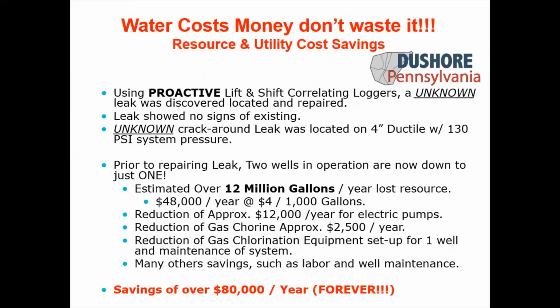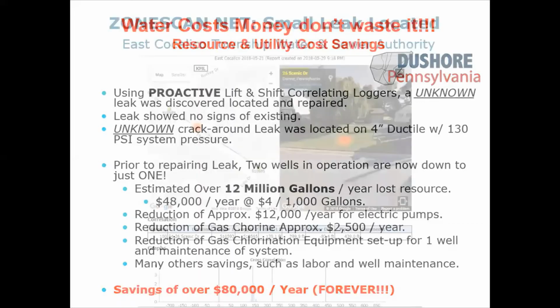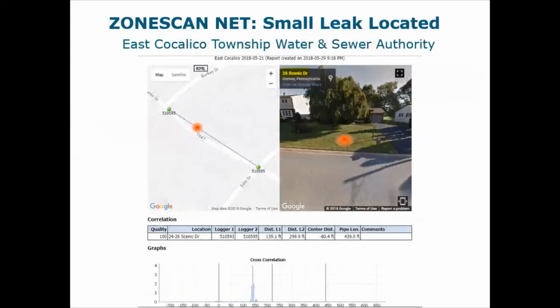And the key here is we found a leak proactively, and the savings that you see for that is a forever thing. So that $80,000 a year, or whatever that number would be, is a benefit for you on an annual basis. Here's another example for our friends at East Cocalico Township.